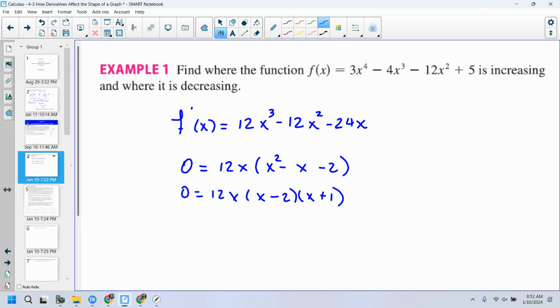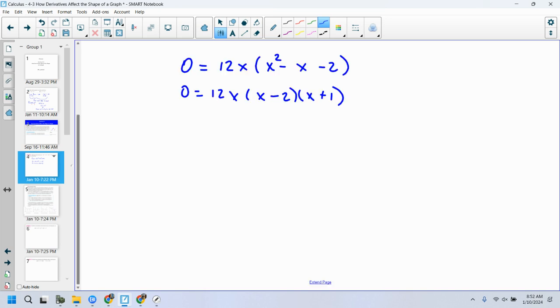Because I know my critical points are the possibilities where these things change. The critical points are where it has the possibility of changing from increasing to decreasing. It's the places where it could possibly have a maxing out or bottoming out point. So I know these critical values are x equals 0, x equals 2, and x equals -1. Now, to figure out what's going to happen in between there, I need to put this on a number line and test some points in between.